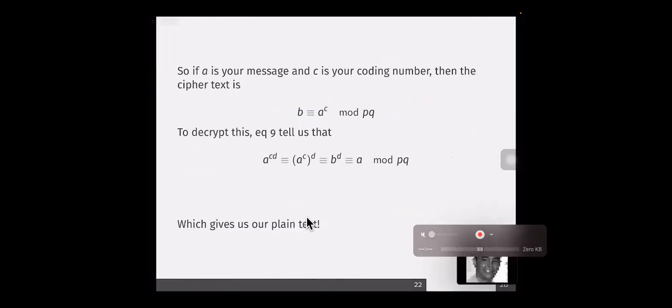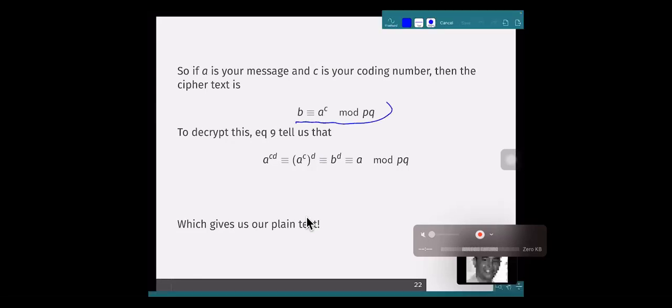If your plain text is A and C is your coding number, then to encrypt it, you do this. But if you have the letter D, which is the private key, then equation 9 tells us that A raised to the D is nothing but A to the C raised to the D. But A to the C is nothing but B. So B to the D is equal to A.